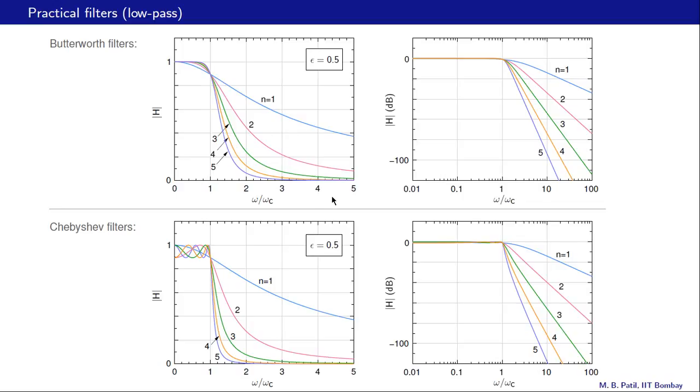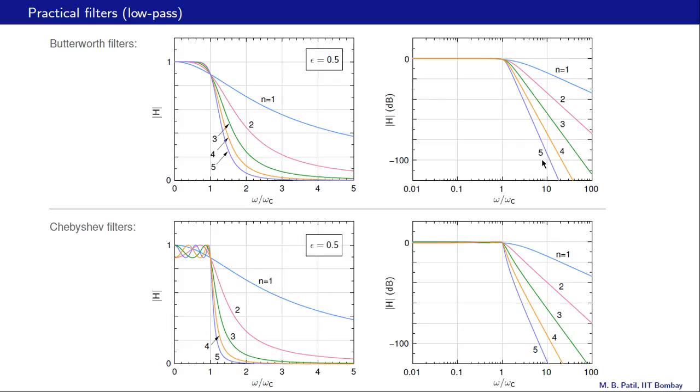Now in practice, the plots on the right are more useful, where we plot mod H in dB versus omega on a logarithmic scale. Why are they more useful? Because from these slopes we can immediately tell what the order of that filter would be. If the slope is minus 20 dB per decade, then we know that the order is 1. If it is minus 40 dB per decade, the order is 2, and so on.